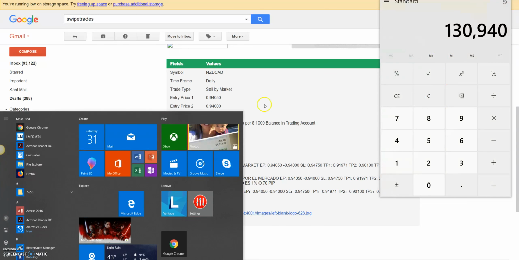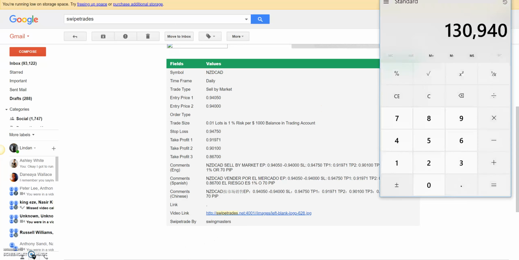So your number right here for your take profit, your number would be 94050 subtract 60. That new number, 0.93990, that would be your take profit. Same thing if it was a buy. There's a buy limit and a buy stop. That is how you count pips and put in the correct take profit.